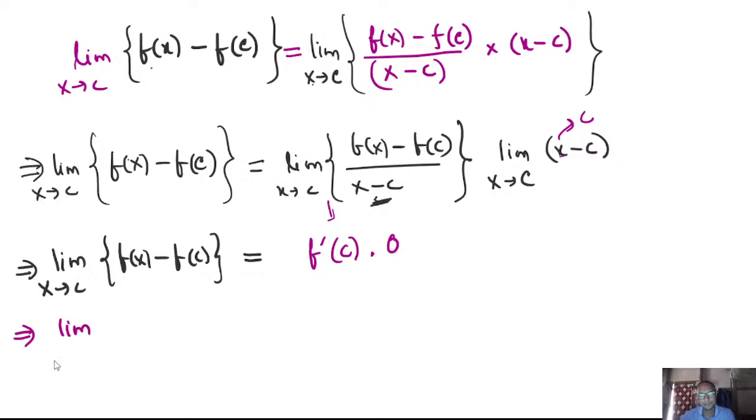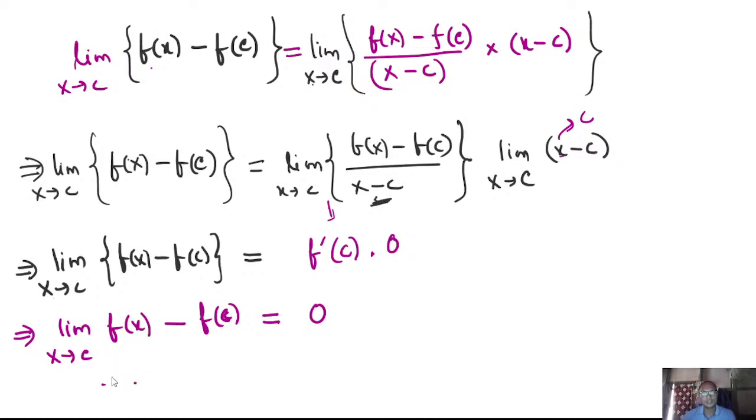The limit as x tends to c of f of x minus f of c, where f of c is a constant, so the limit of it is f of c. And what is this value? f prime of c times 0 is 0, right? No issue with that. So we have the desired result.